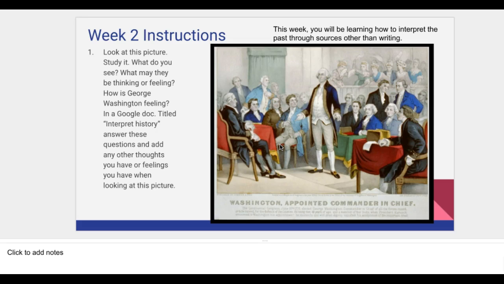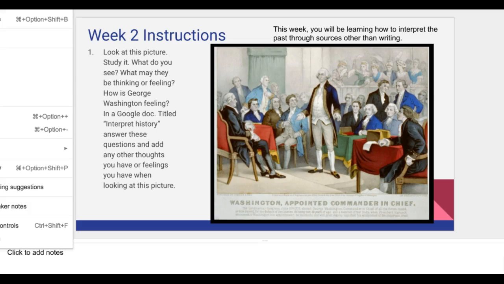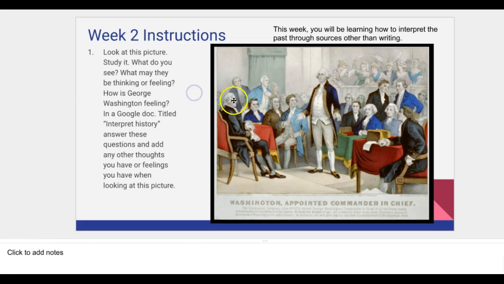So you may want to put this in present mode, because that picture and that image really can get large on your screen. You're going to look at this picture and study it. What do you see? What may they be thinking or feeling? How is George Washington feeling? Look at his body language and the faces of others and what they might be thinking here in the back. Really study the image.